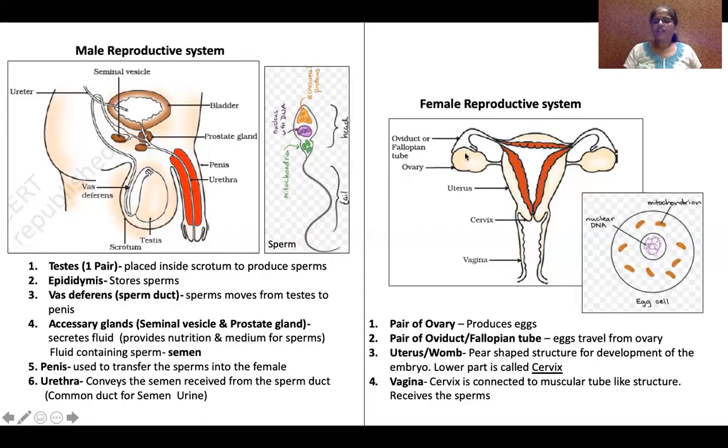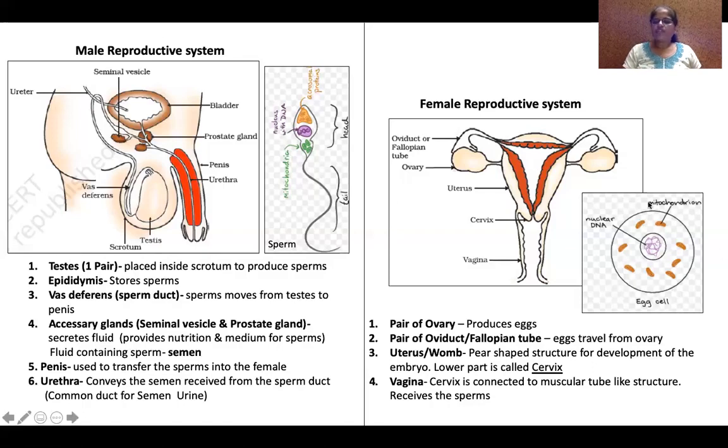The ovary releases only one egg in one month. If this month one egg gets released from this ovary, the next month another egg gets released from this ovary. It alternates. If fertilization takes place here, it gets implanted here. If fertilization takes place on this side, it gets implanted in the lining of the uterus on this side. And the embryo develops in the uterus for 9 months.